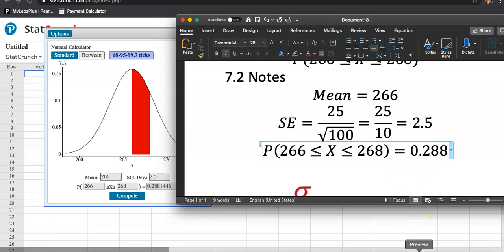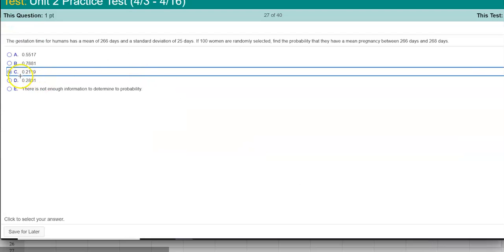So if I go back to your multiple choice problem, where is that one? Ah, here it is. D. You should go with D in this problem, okay?